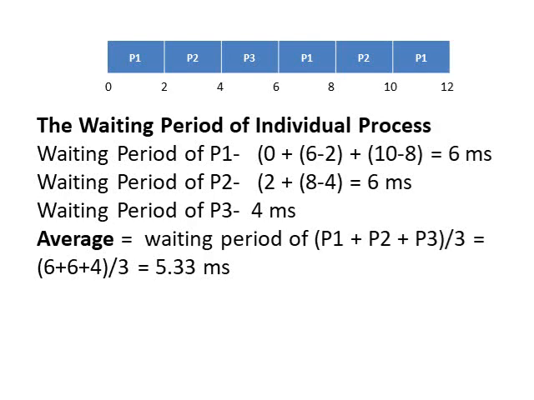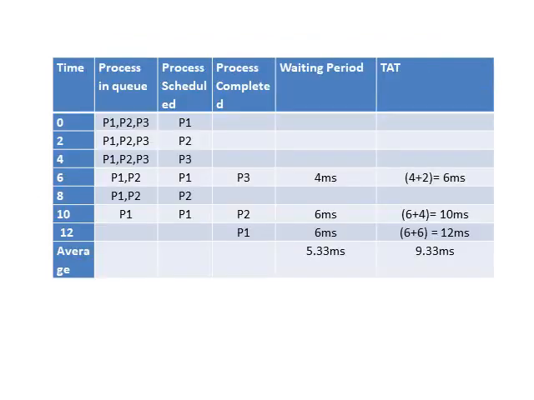So the total waiting period for P2 becomes 6 milliseconds. What about P3? P3 has only one burst and it started at 4 milliseconds instance. So the total waiting period is only 4 milliseconds. So average it out, average we get it as 5.33 milliseconds. What about turnaround time? Now that you have waiting period, turnaround time is very easy to calculate. That is waiting period plus total execution time is turnaround, right?